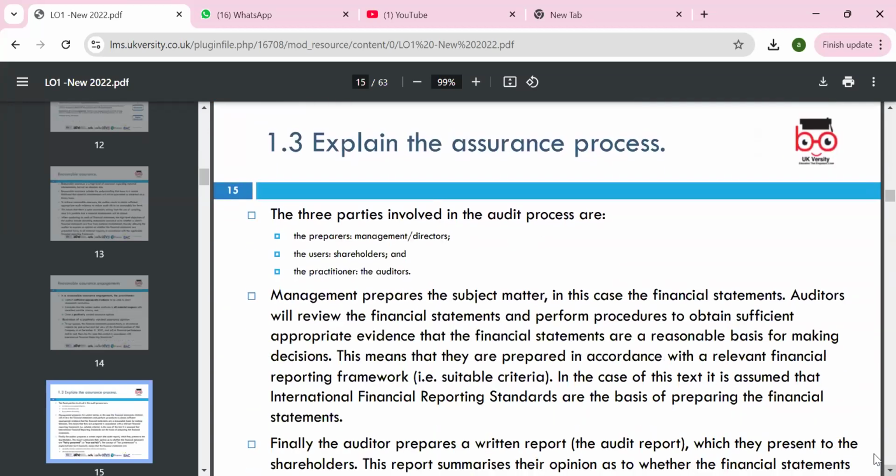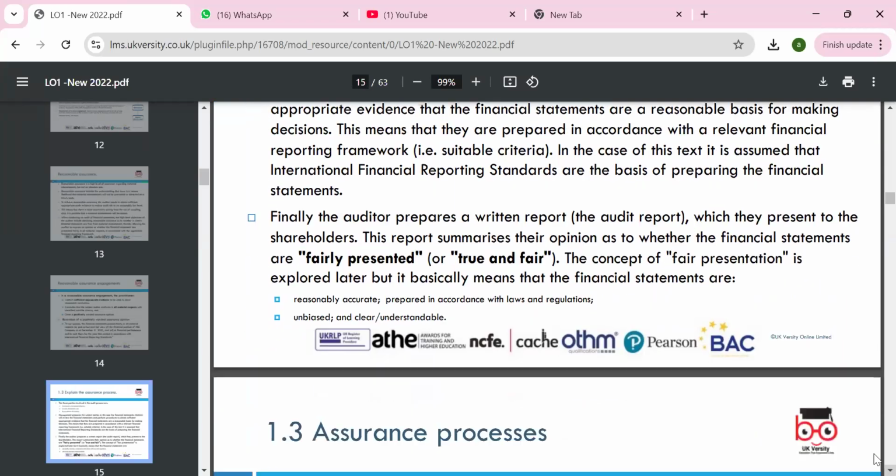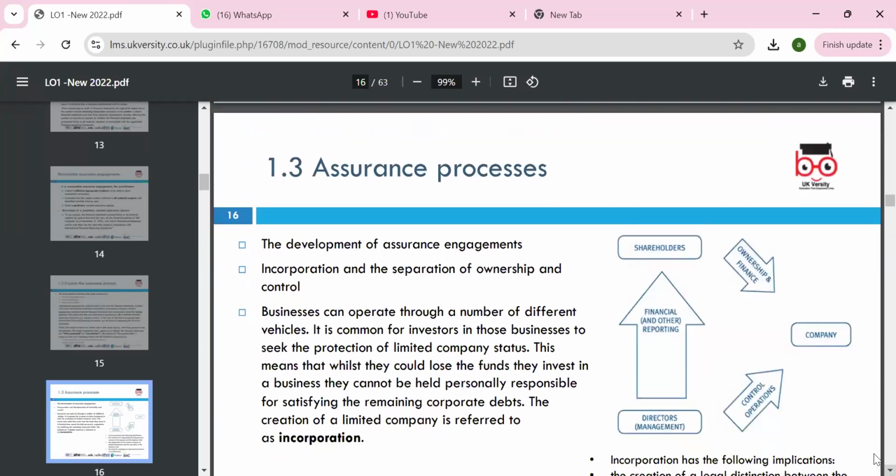So 1.3, where we look at the three parties involved in the assurance: the management, the users such as shareholders, and the practitioner. The management decides which financial statements to prepare, true and fair, following the financial reporting framework, and prepares the written reports presented to the shareholders, fair and true and fair in the presentation. So that's what we need to look at in 1.3.